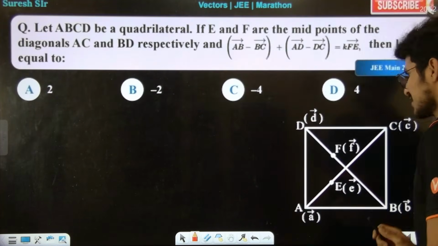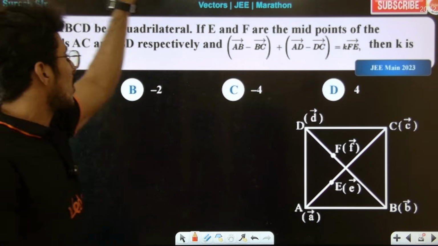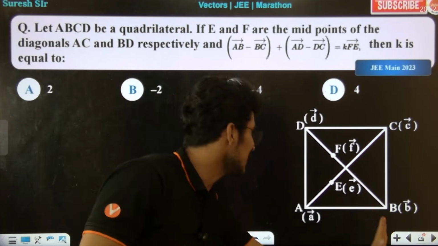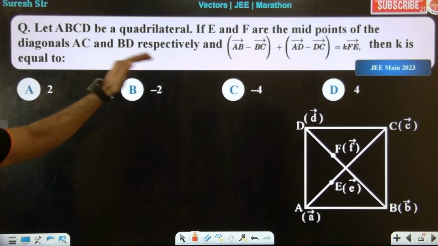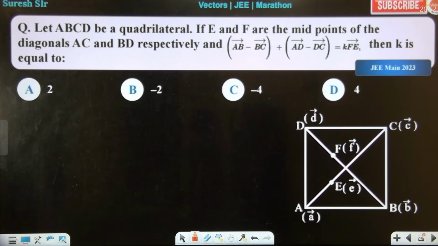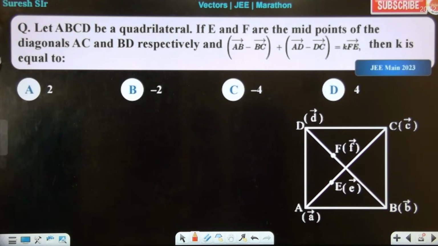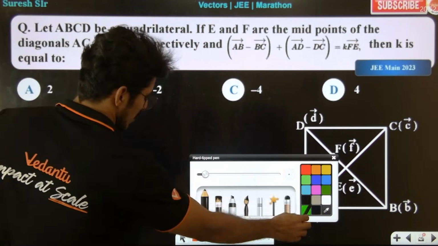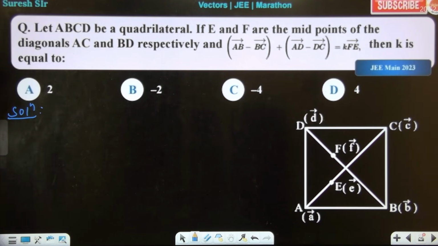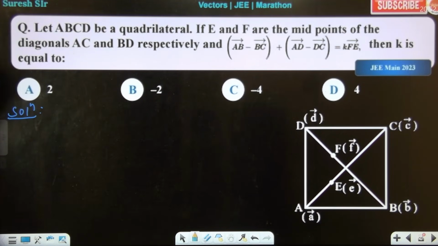Now let us see one question. Let ABCD be a quadrilateral. E and F are the midpoints of the diagonals AC and BD respectively, and this plus this is equal to this, then find K. They have given the diagram here itself. So what am I going to do now? AB minus BC. Let me use a different color. Tell me, what is AB minus BC?